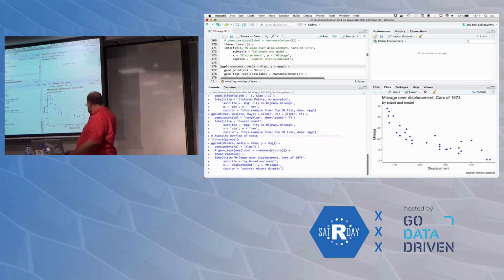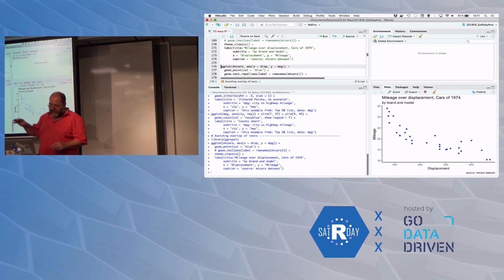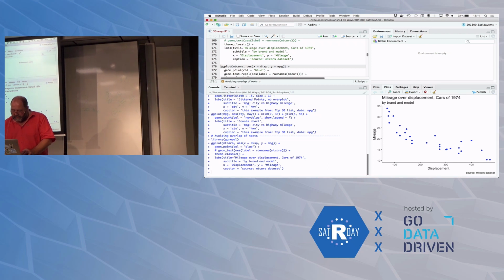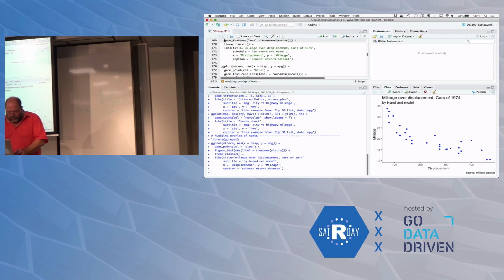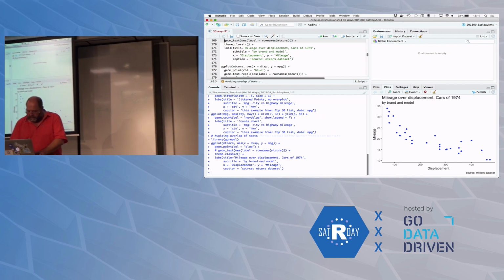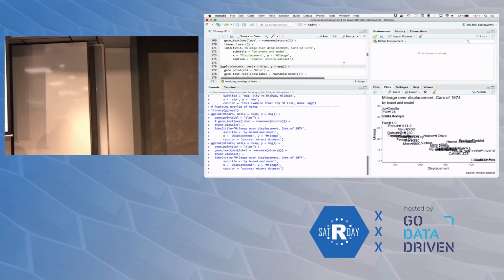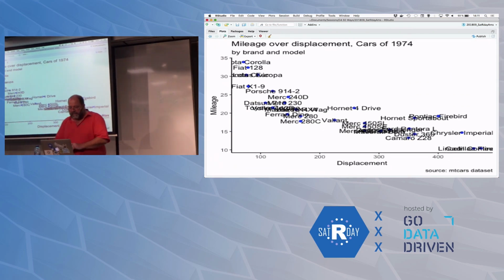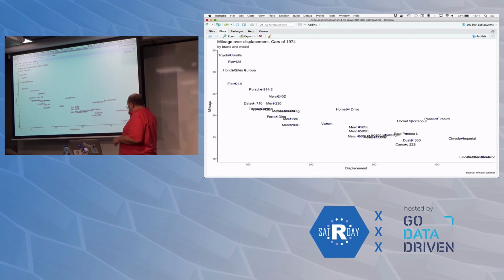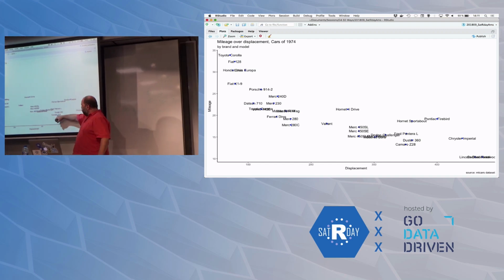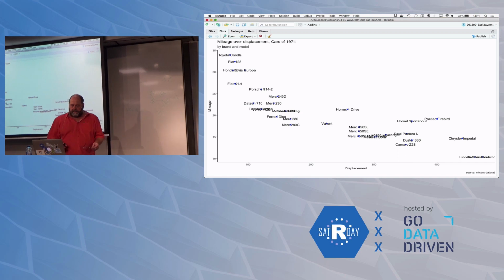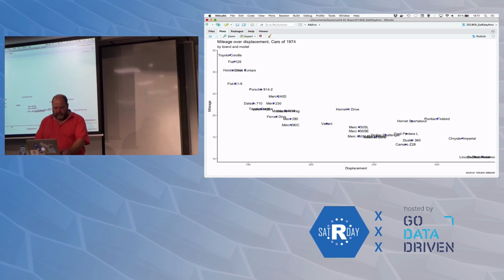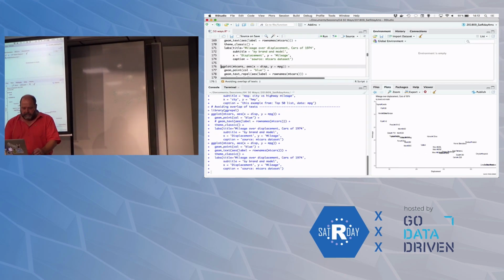So that's the 74 cars data set again, which has fewer points, and that's the mileage over the displacement. And if we want to know which car it is, because there are not too many points in there, we can do something like that. And you see that the standard tends to plot the label over the point, and there they run into each other, so that's not very good to see. How can we help that?